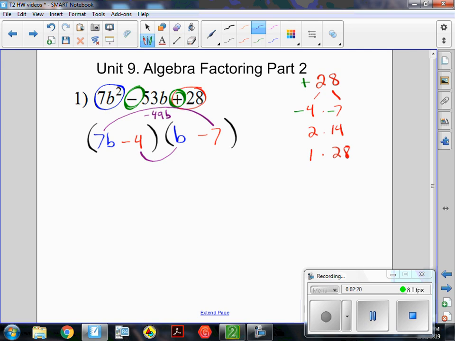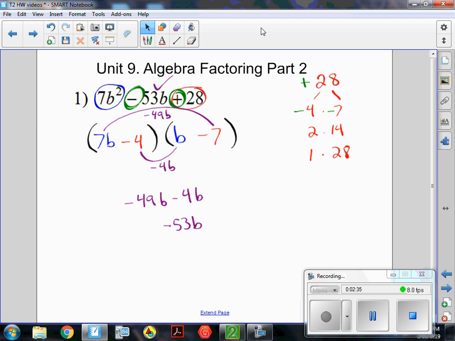And -4 times b is -4b. So if I put those purple numbers together, -49b minus 4b, I get -53b. So I happen to get it right on my first try. Sometimes you get lucky and you get it right on your first try.